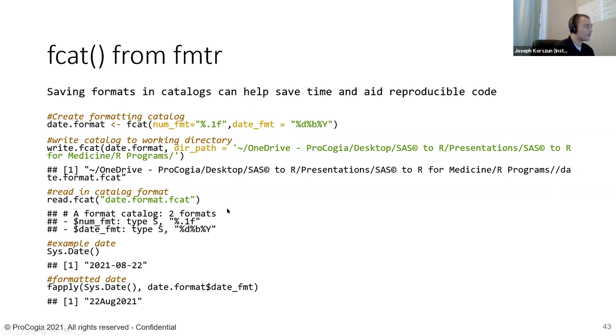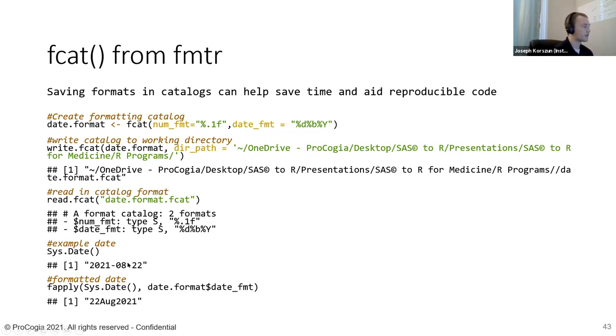If we're looking to use that format for a later use case, the read.fcat function, just a basic line of code, will read in the example, and you can see there are two formats within this data set. We have the single decimal precision and then we have a type of date formatting as well. These are the values for the given variables here, entitled num_format and date_format for the two variables.